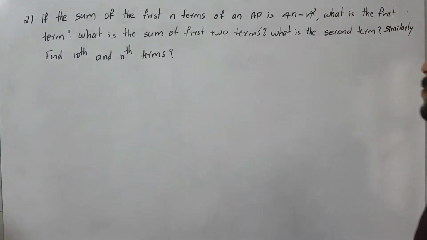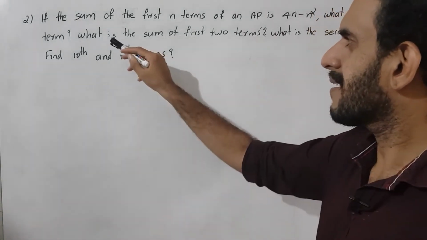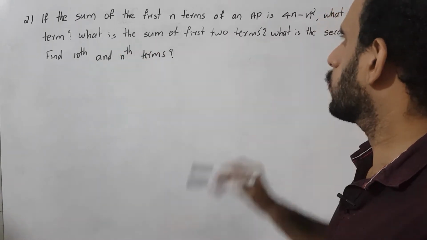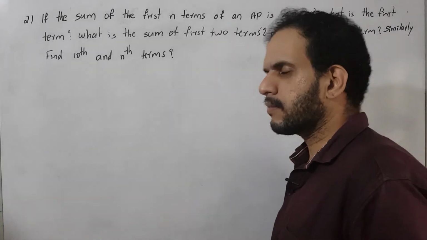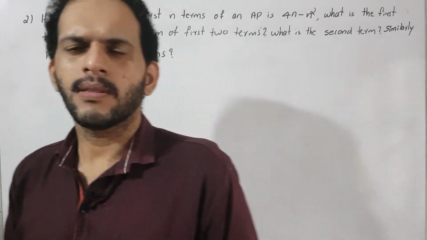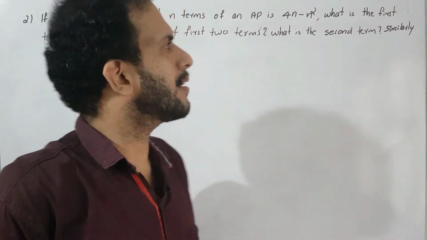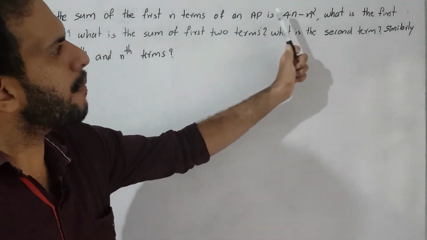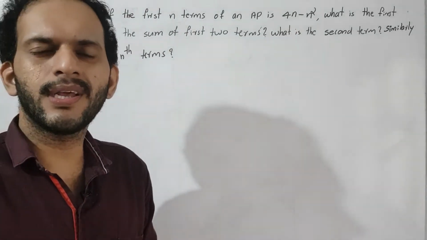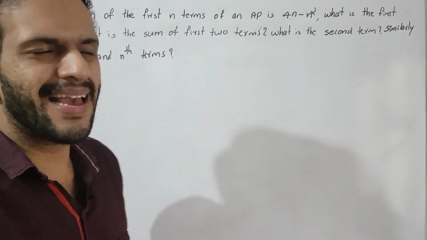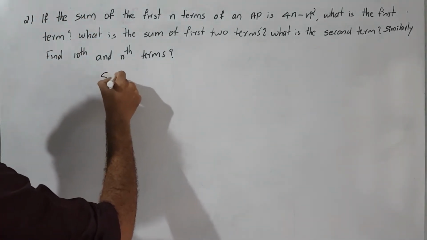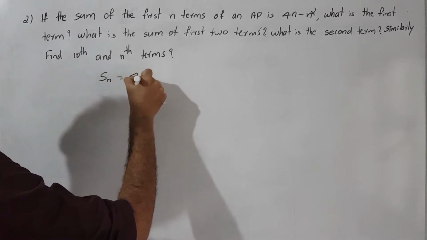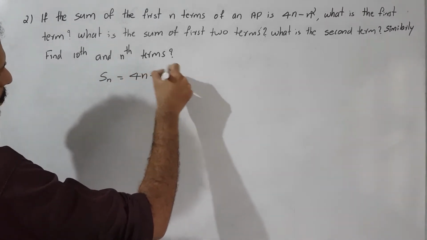Okay. Then what is the first question? What is the first term? And the second one, what is the sum of first two terms? And what is the second term? Similarly, find the 10th and nth term. That is very easy. First, what is given? The general form of a sum of an AP. How do we denote the sum of an AP? Sn, correct? Then it is given Sn is equal to 4n minus n square.